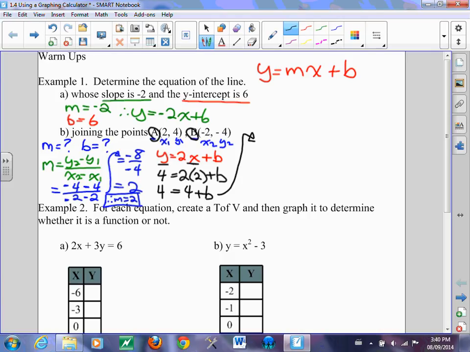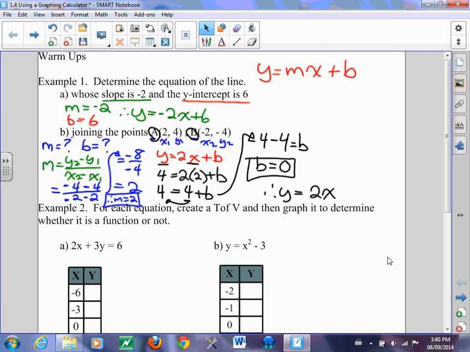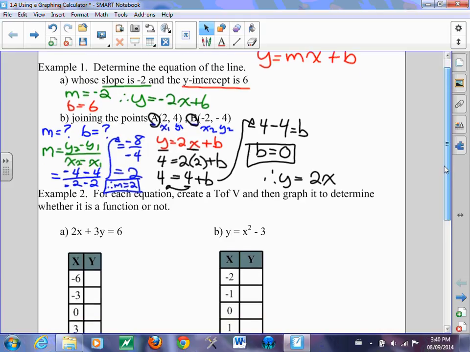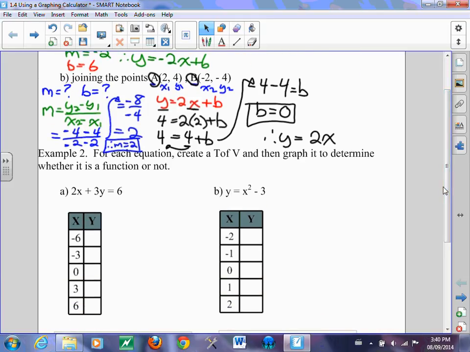To get b by itself, I take the 4 here and move it over, change the sign, so it's 4 subtract 4 equals b. So b is going to equal 4 subtract 4, which is 0. Now that you have the two parts of the equation, therefore y equals 2x plus 0. There's no point in putting plus 0 down because it doesn't affect the equation. So our equation becomes y equals 2x.